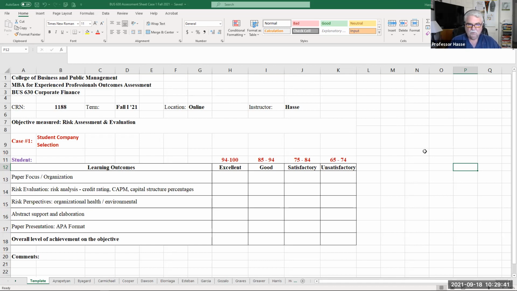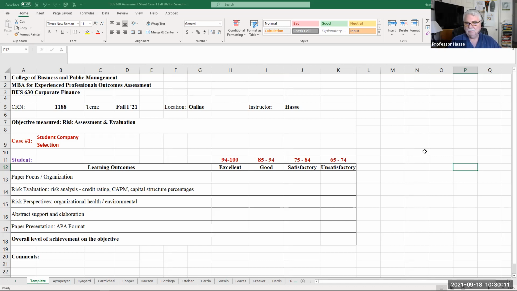Risk perspective, organizational health, and environmental concerns of risk assessment. Everybody did a pretty fair job on that. Some of us, I needed a little bit more detail. Some of you just gave some very short descriptions, and you were taken off for that. But overall, that's excellent. To me, that was the most difficult part of the case, how to come up with an interpretation as a student on a company that was fairly unknown that you were trying to research. And I think everybody did a fine job on that.